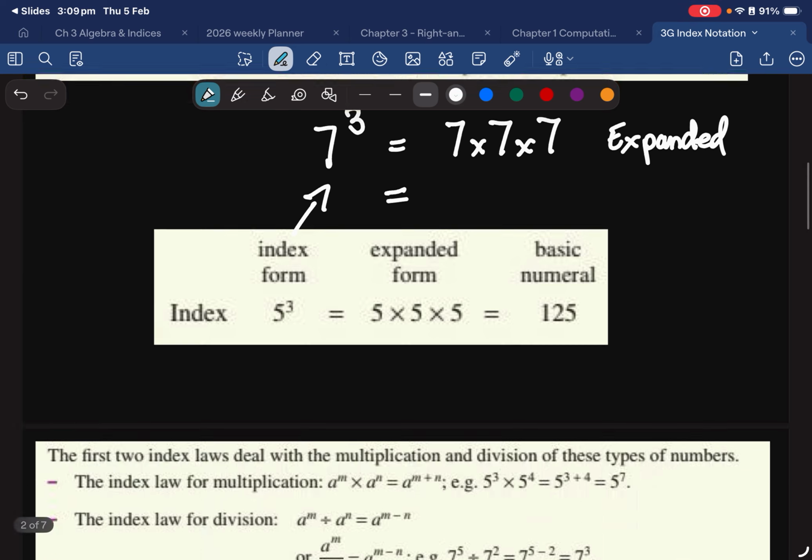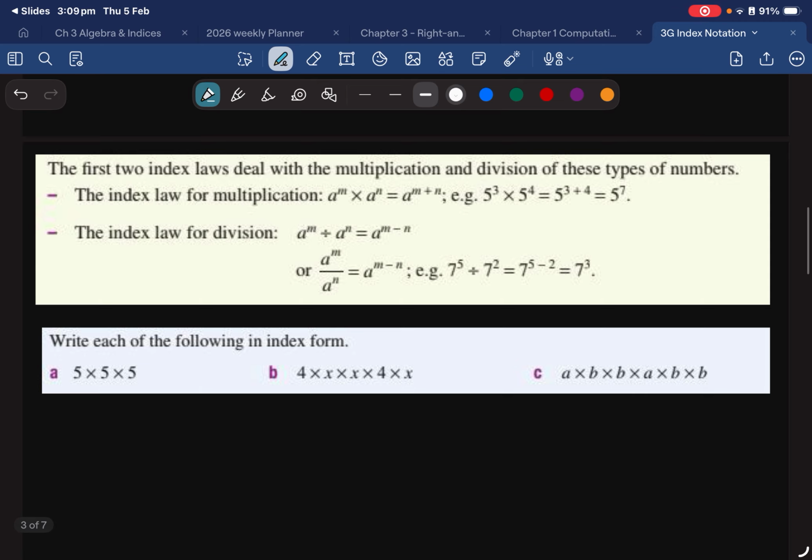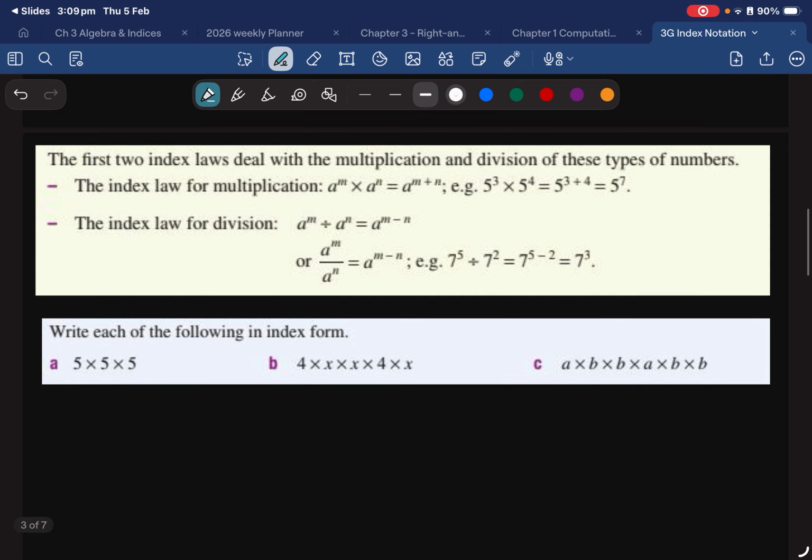So let's have a look at the next bit. Now, this is really cool. With the powers, we can actually follow two magic laws. There's a multiplication law and there's a division law. So we'll start off with the easy bit and we'll just write these out in index form.